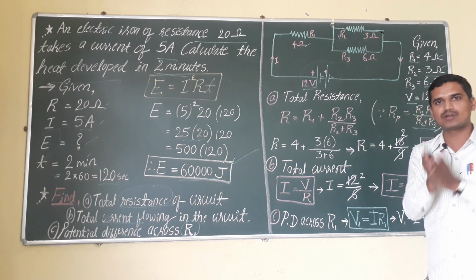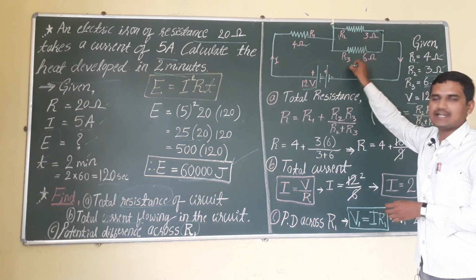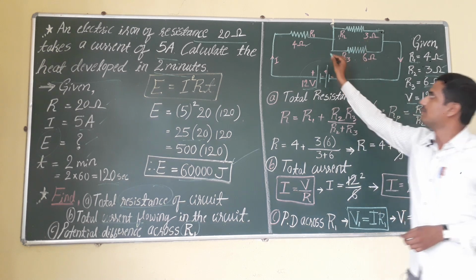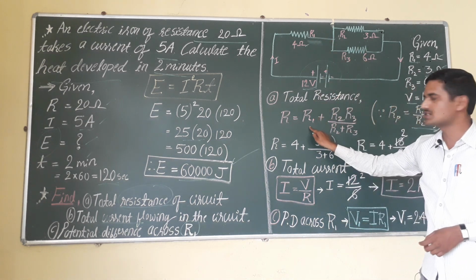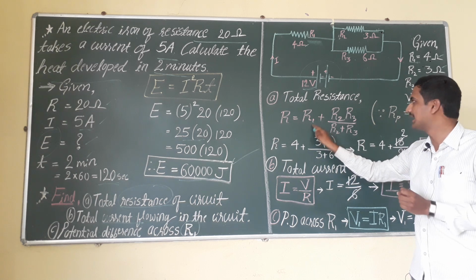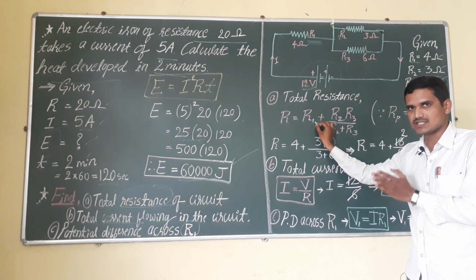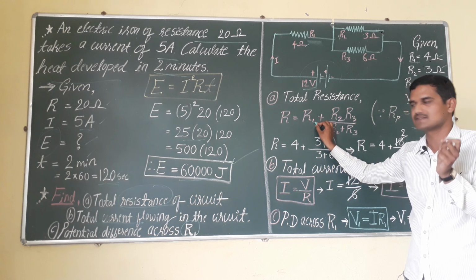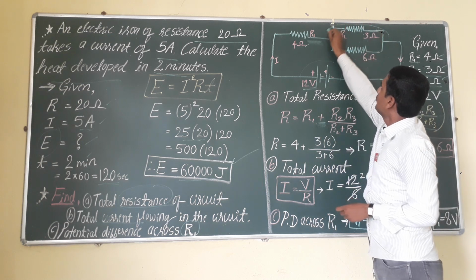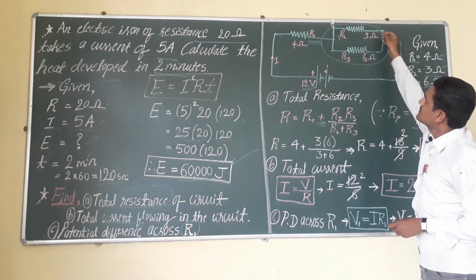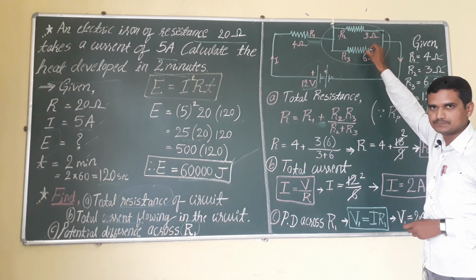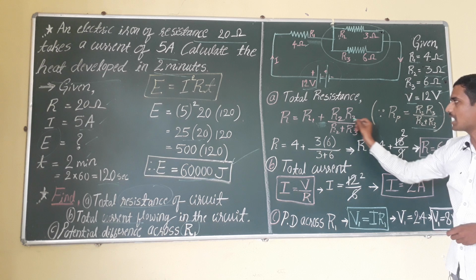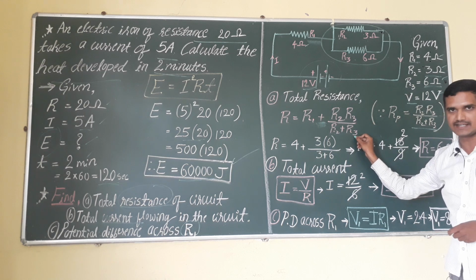But here, instead of R1 and R2, we have taken R2 and R3. Now the first resistor is in series combination, so R1 I will write directly, plus the series combination Rs is equal to R1 plus R2, that is the formula for series resistance. And again you have to calculate the total resistance created in the parallel combination. Directly I will write the formula: R2 R3 divided by R2 plus R3.